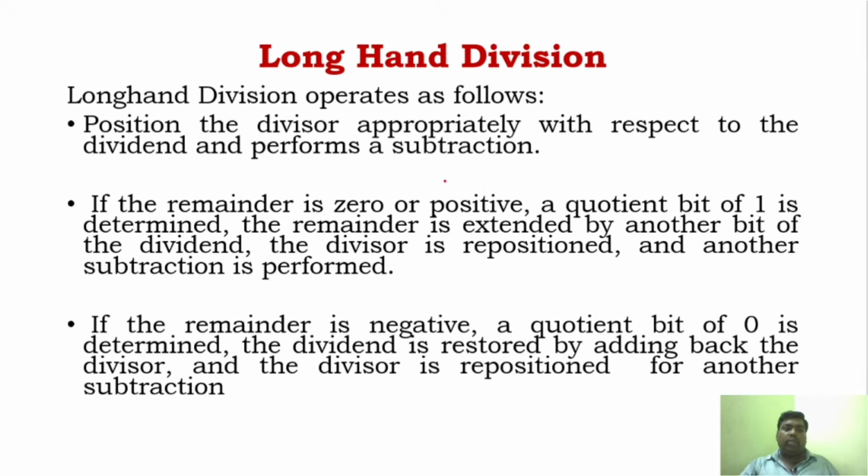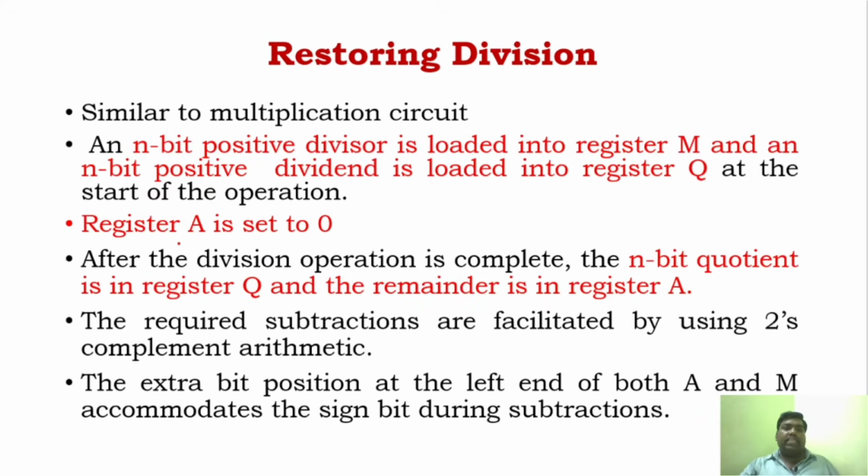First, you have to place the divisor and then subtract it. Similarly, you put 0 or 1 in the quotient, and then you once again subtract with the divisor, and the process continues until you get the remainder 0 or 1. So this is the long division method. These are the steps which we follow, and this is the logic of restoring division.